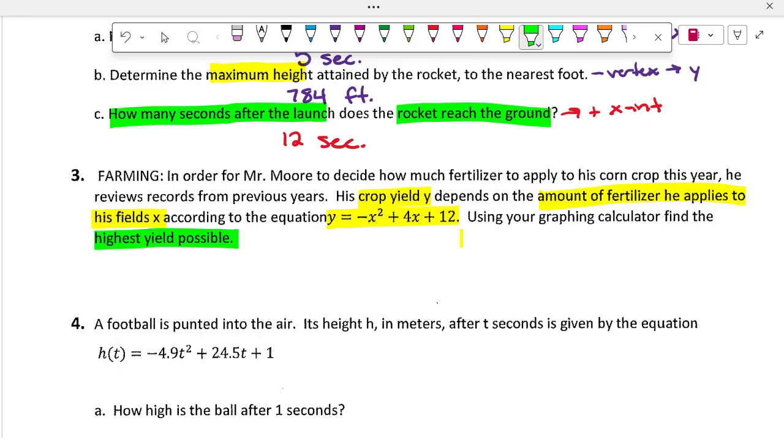So here's my question. Highest yield possible. There's a key feature that you would use for this. Which one do you think it would be? The Y value of the vertex. Good. Because it's talking about yield, which they said yield is Y. And it's talking highest, so we can take that as max. So that would mean vertex. So what ended up being the Y value of that vertex? 16? I would say, because I don't really know the units here, the crop yield of 16, whatever that means.